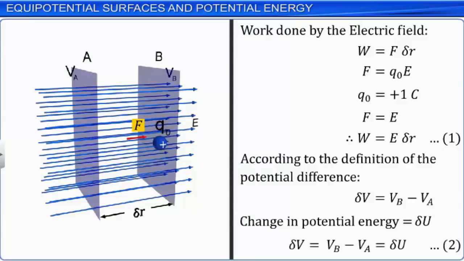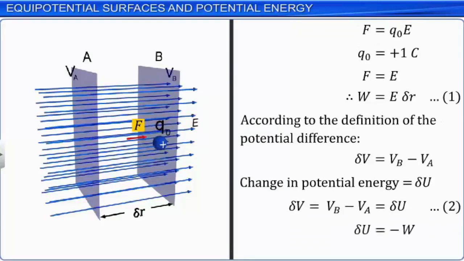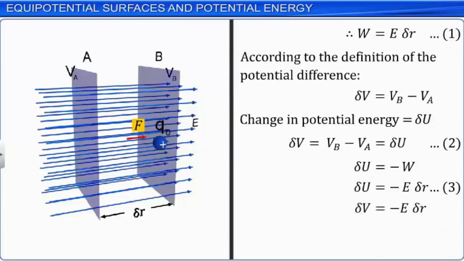Now, delta U will be equal to minus W since there is a decrease in the electrostatic potential energy of the unit positive charge while moving from A to B. Substituting the value of W in the above equation, we get delta U equal to minus E delta R. Let this be equation 3. Equation 2 becomes delta V is equal to minus E delta R. Therefore, E is equal to minus delta V by delta R. Let this be equation 4.